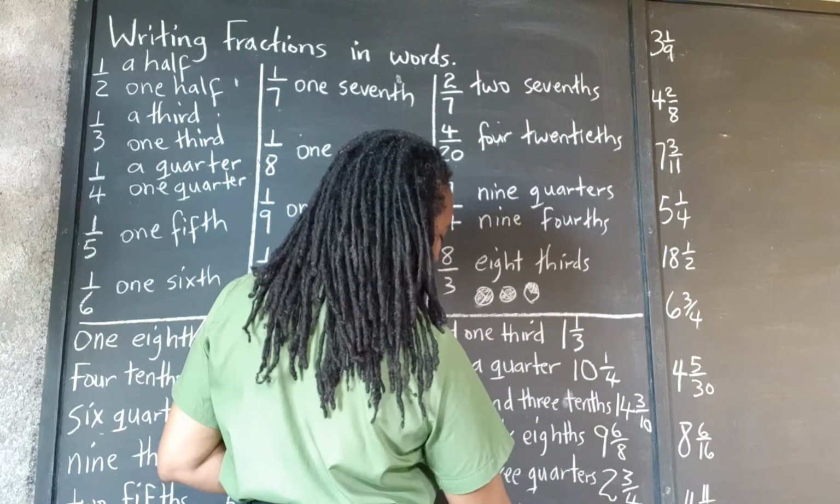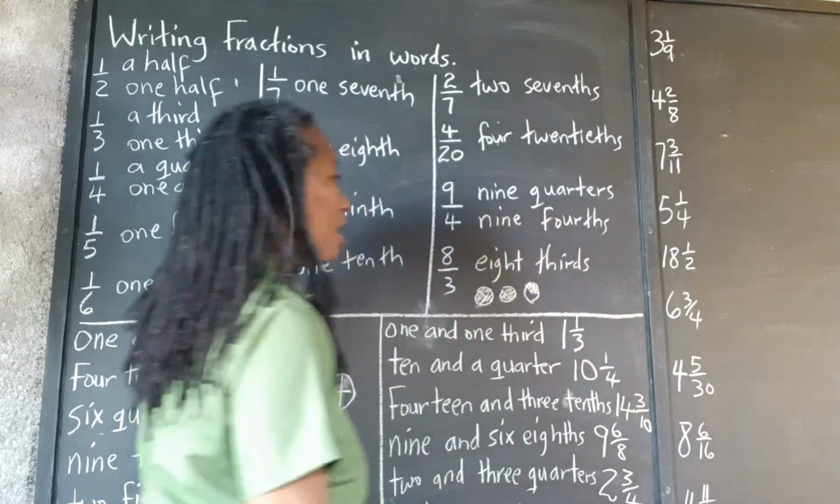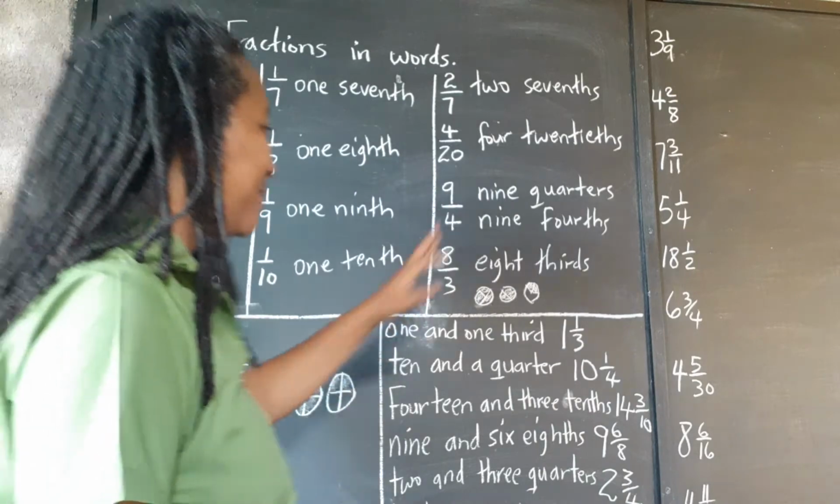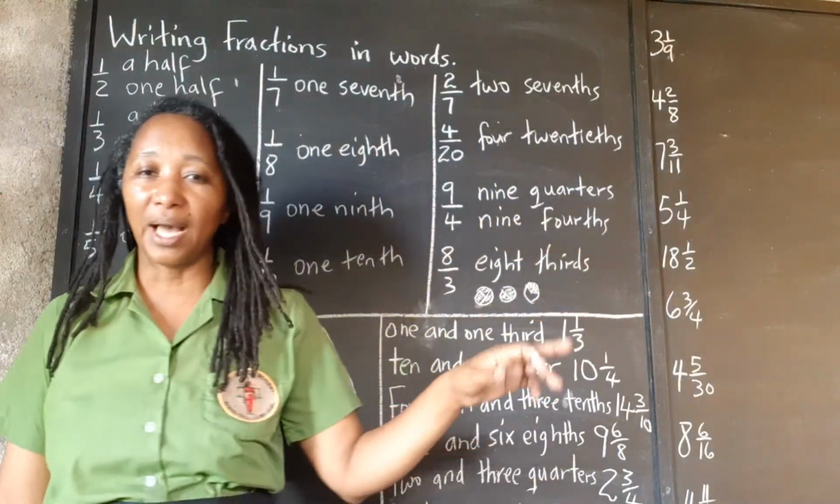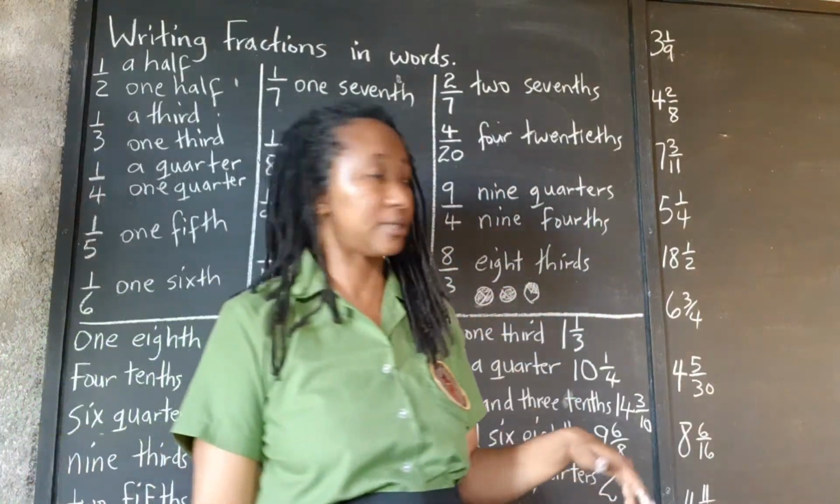Twelve and a half. 12 and a half. Alright, so now we're going to write these mixed numbers in words.